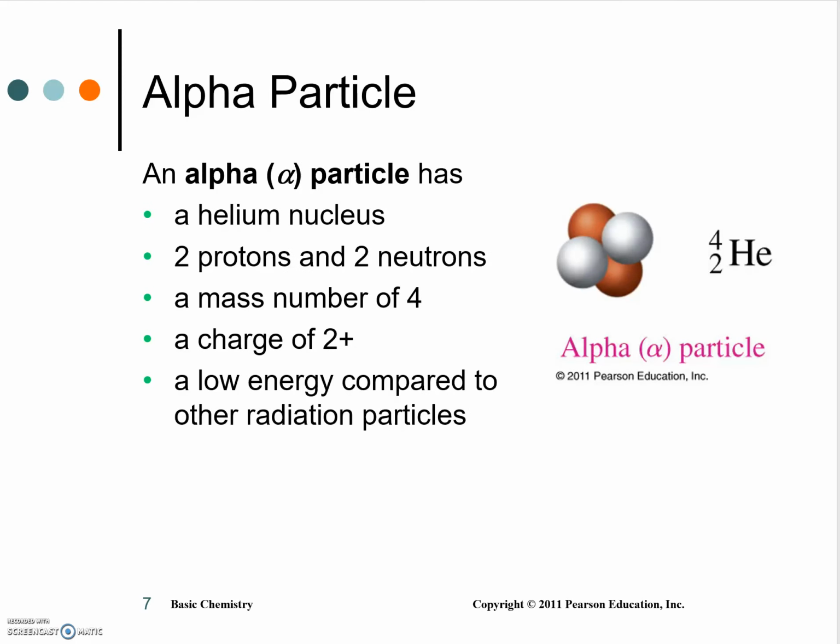Alpha particles are going to look exactly like a helium nucleus. So a lot of times it's going to be represented by the atomic symbol He. It has a mass number of 4 and a charge of 2+. Another way of writing this exact same thing is they write the alpha symbol and then say that it has a mass number of 4 and an atomic number of 2. It's fairly low energy in comparison to the rest that we're going to look at.